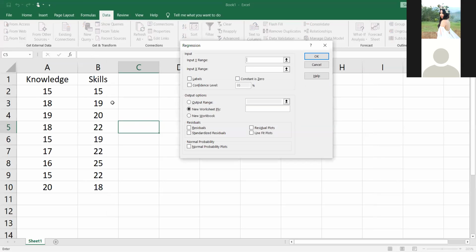and click OK. So our input Y and input X, assuming that it's a simple linear regression, which means if you know the knowledge, is it also possible to predict what will be the skills? So let's say that knowledge will play the role of independent variable here, and skill will be the dependent variable. So let us place the skill as our Y, and X will be knowledge, the independent variable. Since I highlighted the first row, I have to click Labels. And then just click OK.